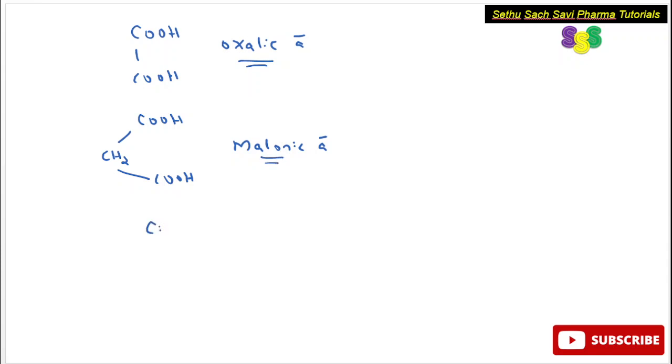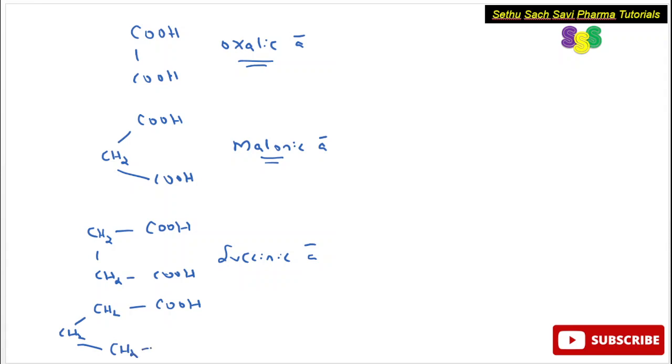Now between the COOH groups, if I introduce two carbon atoms, which we have already discussed, this is succinic acid. It is also a dicarboxylic acid containing compound. Now if I introduce 3 carbon atoms between the carboxylic acids, this is called glutaric acid. The difference is that between the carboxyl groups there are 3 carbon atoms.